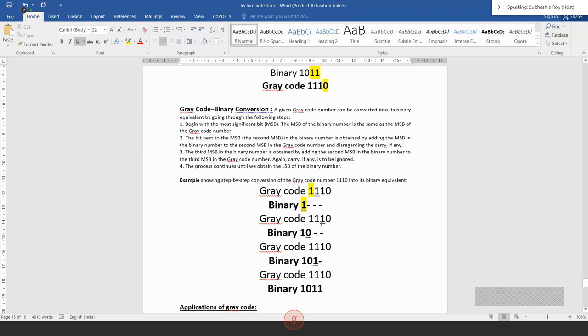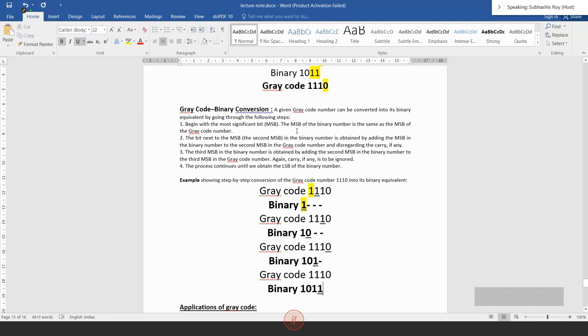So 0 plus 1, you are getting what? Again 1. So this is underlined. Then 1. So up to this is covered. Only this 0 is left. So this is again underlined. So 1 with this 0, 1 plus 0, what will you get? This bit you will get, the final bit. This is again underlined.